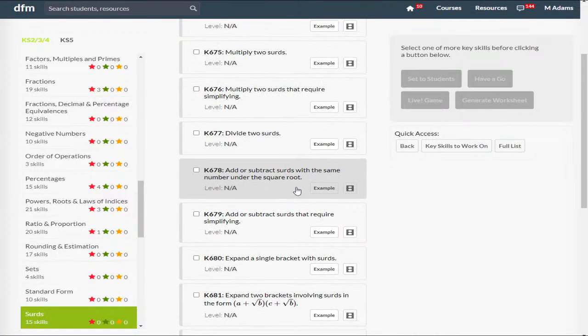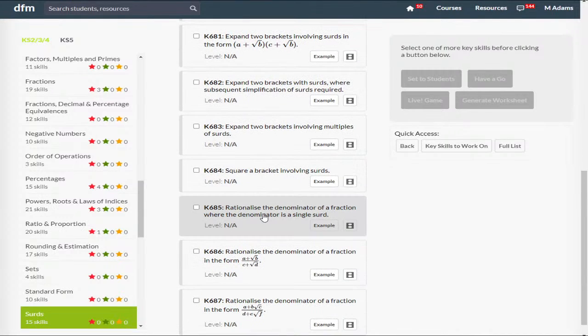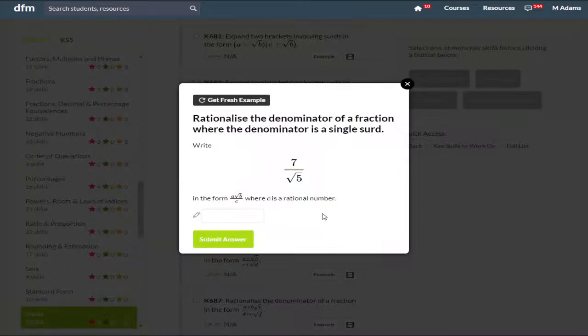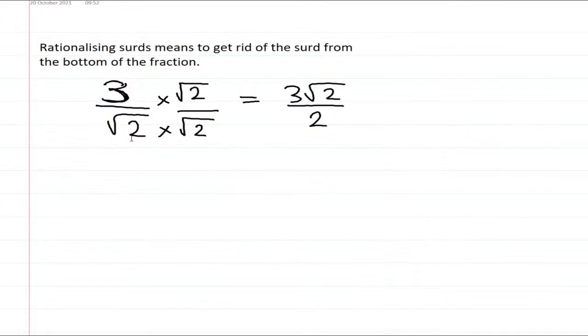So the first one is key skill number 685. So write down red book, please. K685.